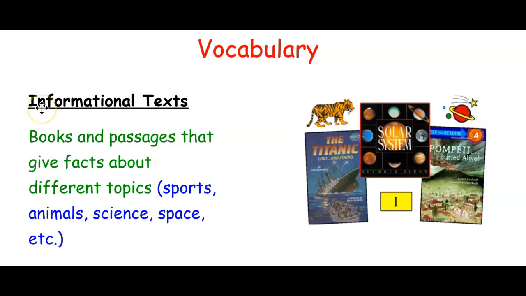Our next vocabulary words are informational texts. Those are books and passages that give facts about different topics, such as sports, animals, science, and space.